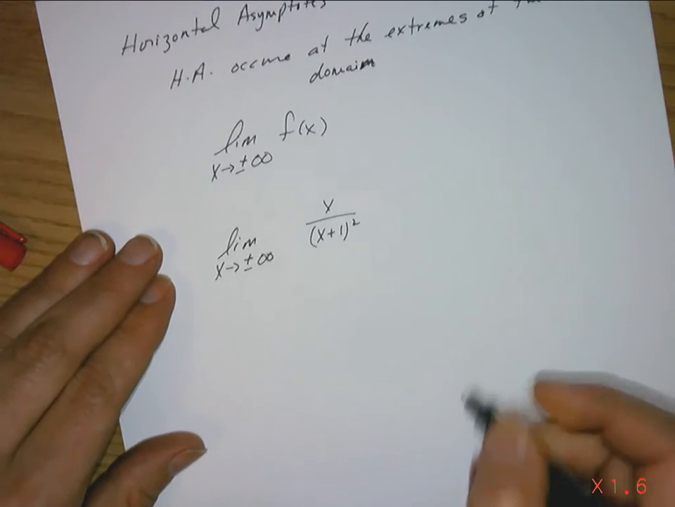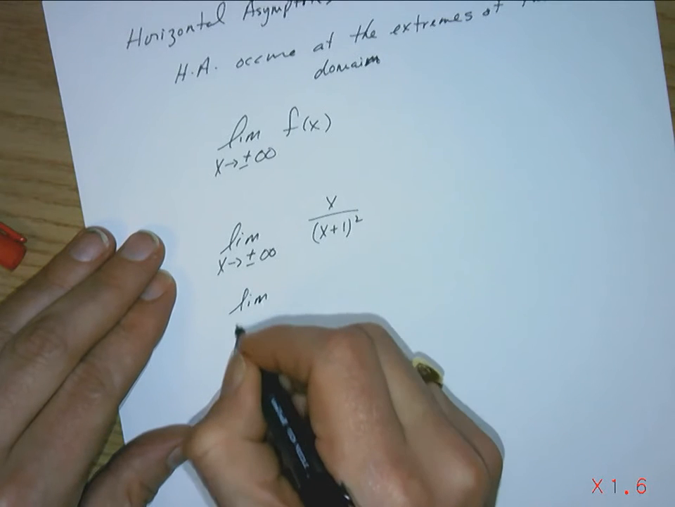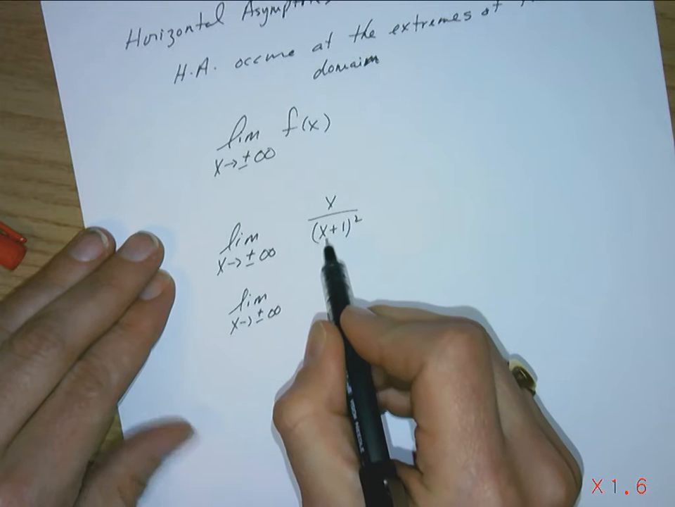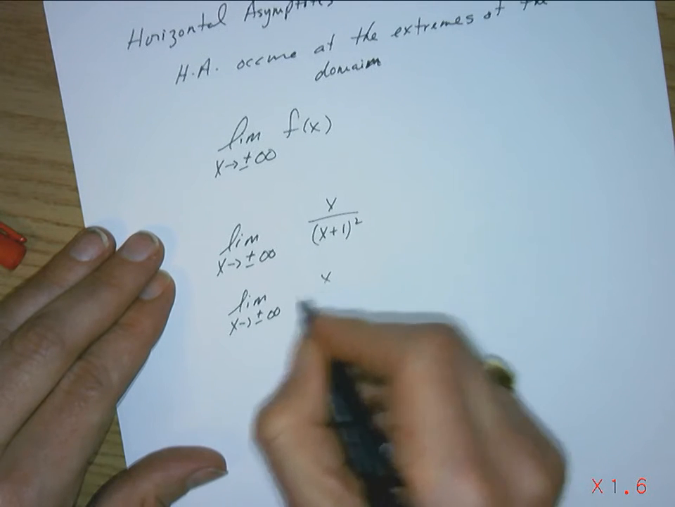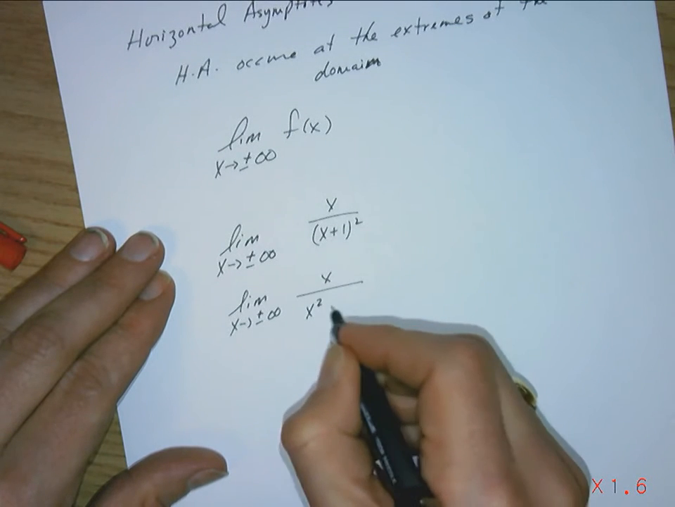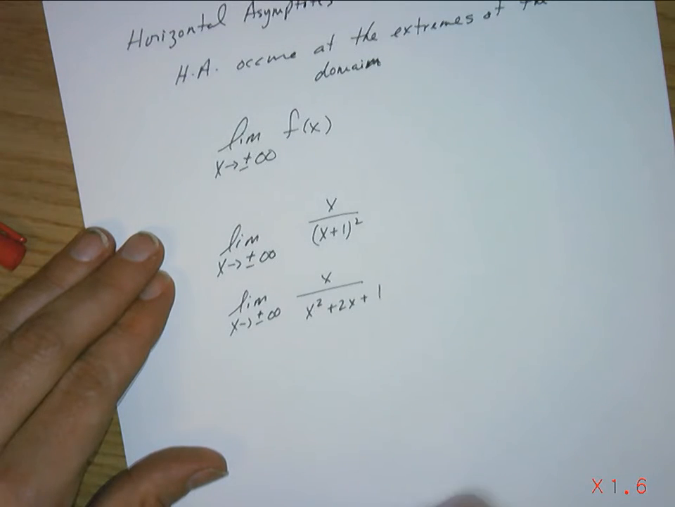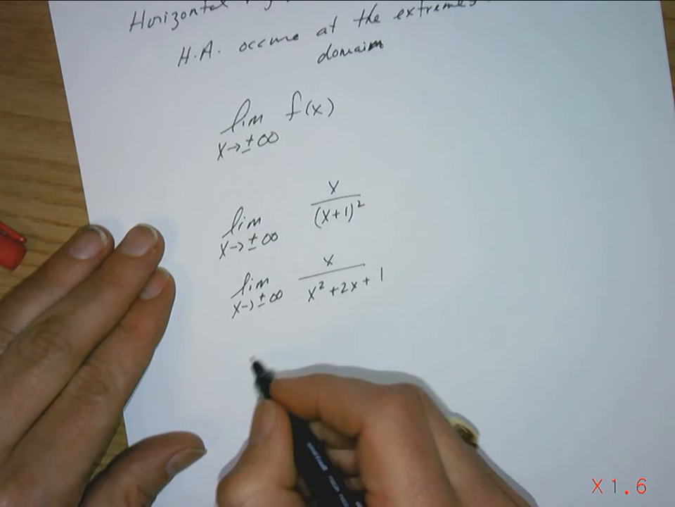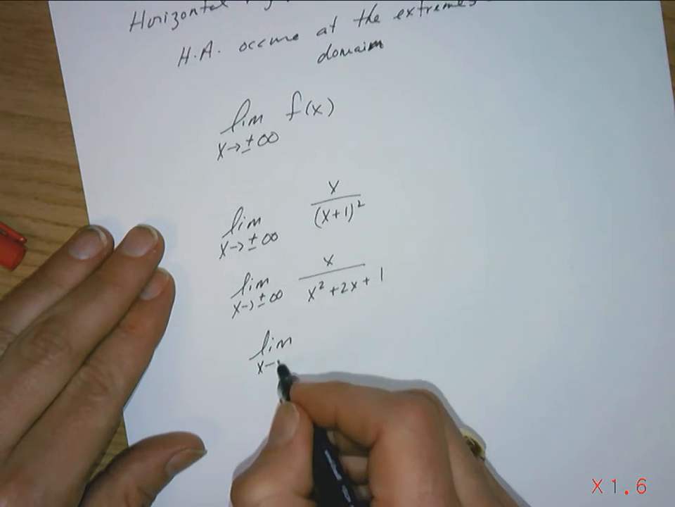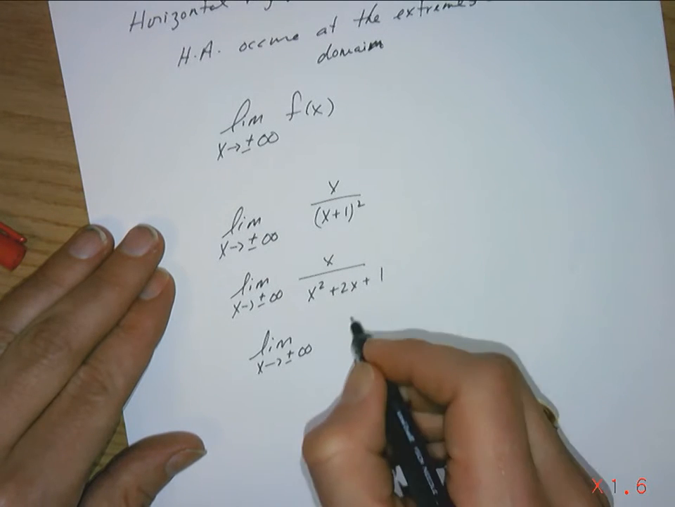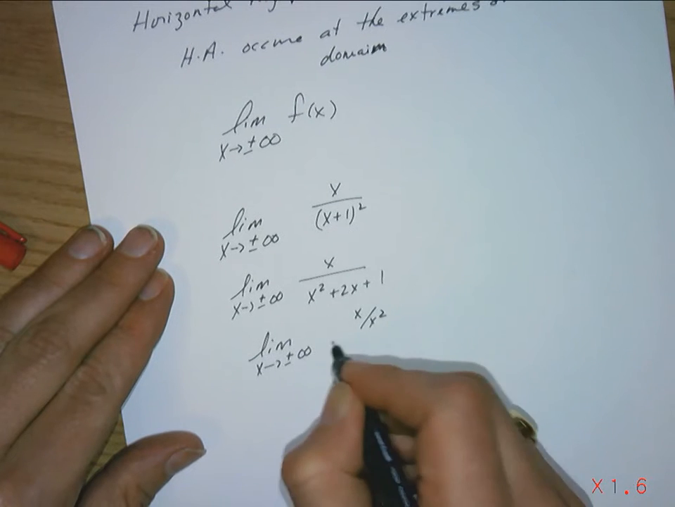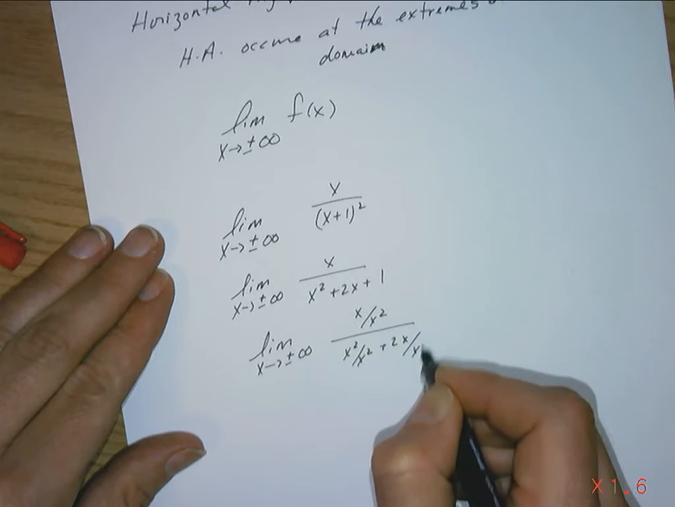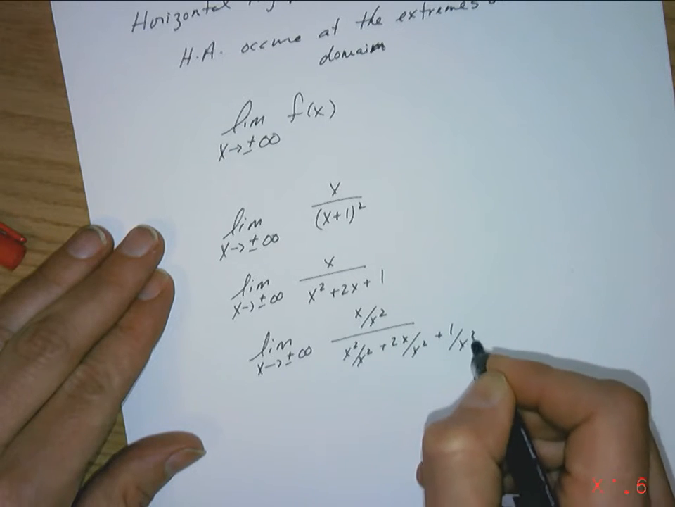Now the way you learned to do this was to divide top and bottom by the largest power of x in the denominator. So we're going to expand out that denominator, x squared plus 2x plus 1, and we're going to divide top and bottom by x squared. That was the procedure for infinity limits. So it's x over x squared over x squared, plus 2x over x squared, plus 1 over x squared.